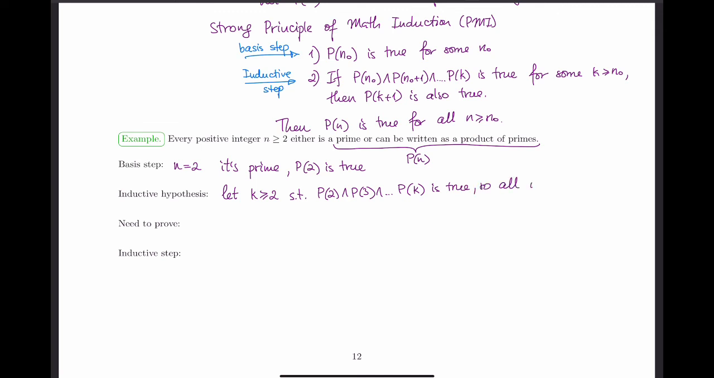So all integers up to k, not just k itself, but all the integers up to k are either prime or can be written as a product of primes. Okay, so that's the main difference. In the regular induction hypothesis, I would hypothesize something about k. In the strong induction, I'm hypothesizing something about all the integers that came between the base case and k itself. And we're going to need to prove the same statement as before, that our statement here is true for k plus 1. So we're assuming that k plus 1 as a number is prime or is a product of primes.